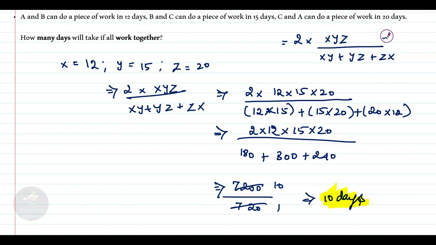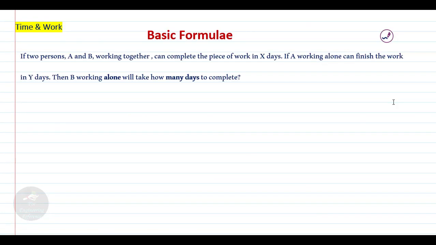Moving to the next question. This is also one of the important concepts in time and work. If you see our question, if two persons A and B working together can complete a piece of work in X days, and if A working alone can finish the work in Y days, then B working alone will take how many days to complete? Okay, our requirement is they have given the input of A and B working together time, and they gave the individual working time of A. Then we have to find the individual working time of B.